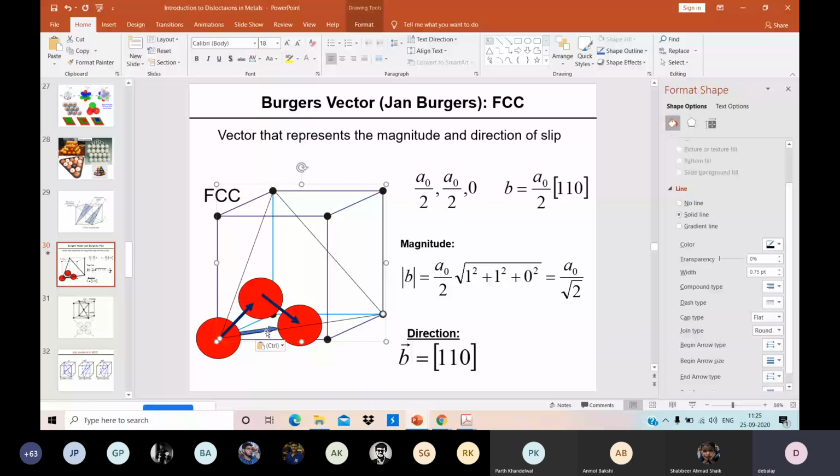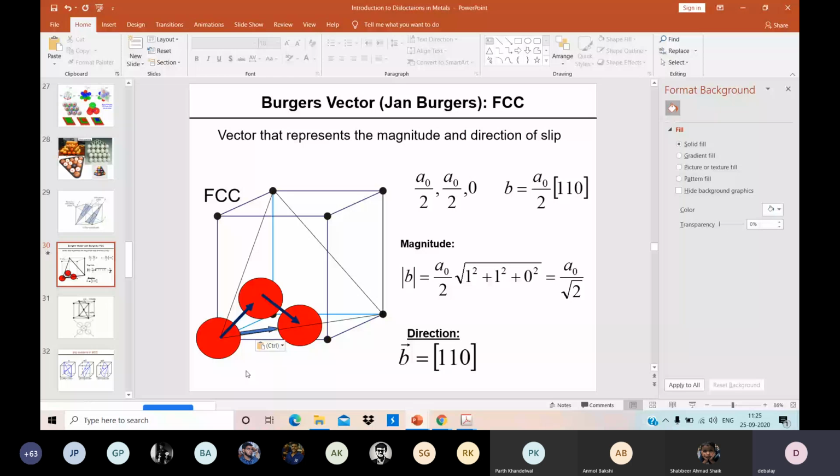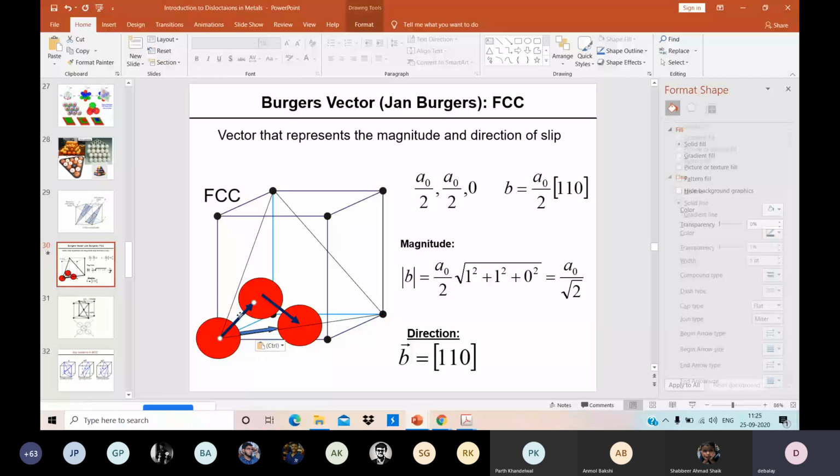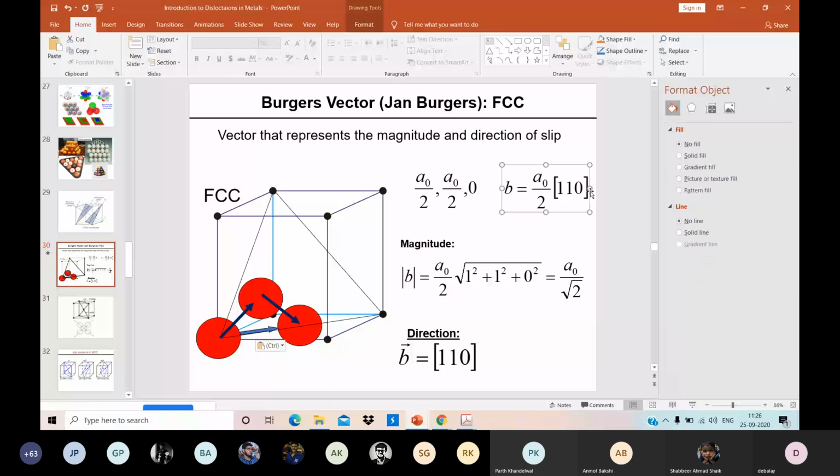It may happen when the system finds it energetically favorable. For this to happen, it has to be energetically favorable for the system. It may happen, and that is partial. Then the Burgers vector will be different. And if you join these two Burgers vectors, you will find the original Burgers vector back. A0 by 2, 1, 1, 0. So the A0 by 2, 1, 1, 0 movement can happen by dissociating into two dislocations, A0 by 6, 1, 1, 2.